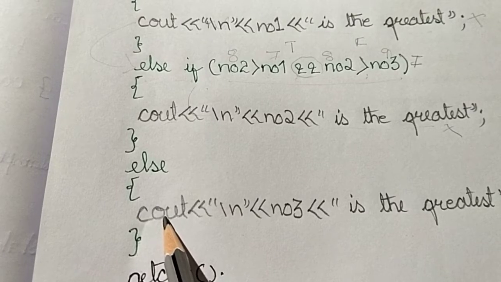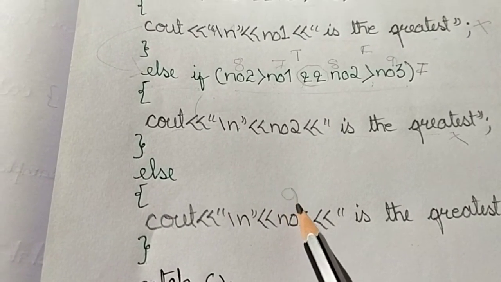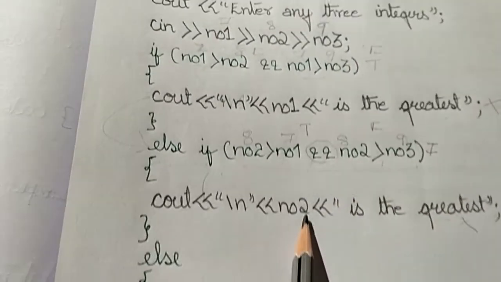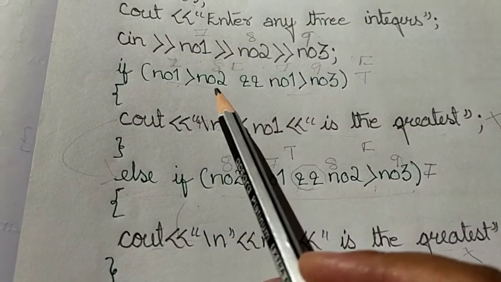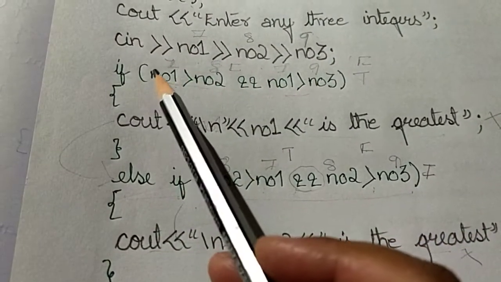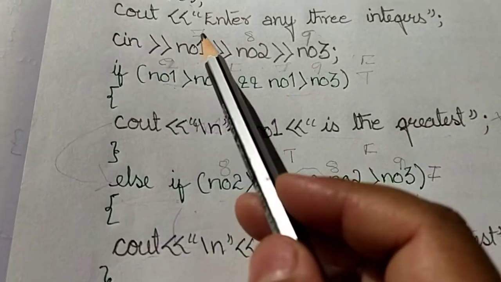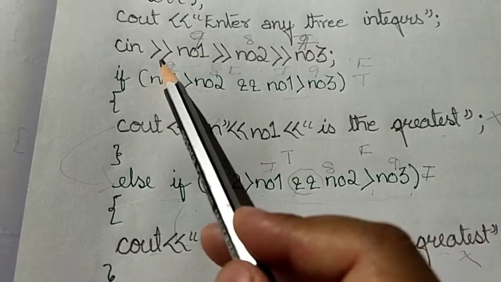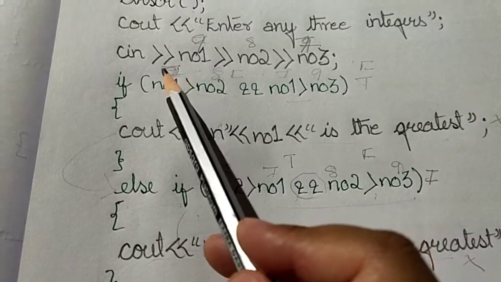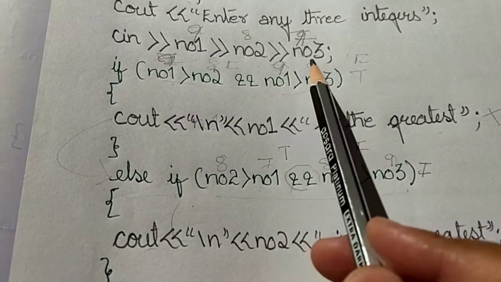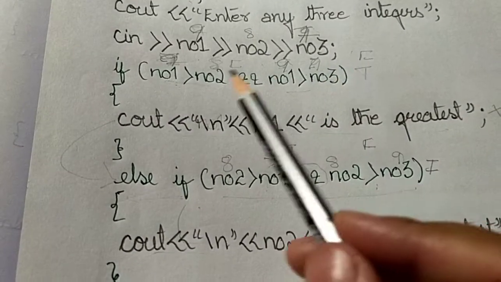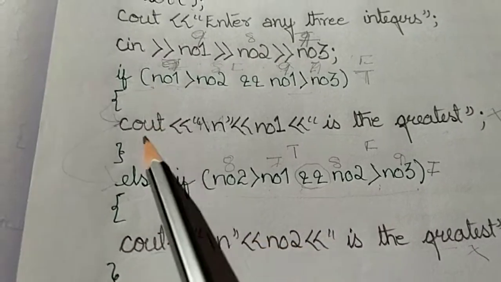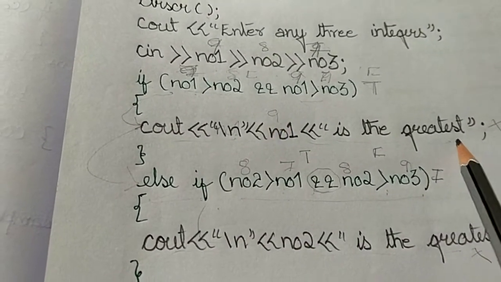The statement of the else will execute, that is, it will print that the number 3, that is the value 9, is the greatest, fine. But if any of the conditions are true based on the numbers that you input, suppose in the first variable I input 9 and in the last variable I input 7. So 9 is greater than 8 and 9 is greater than 7. That time both the conditions become true. So this if statement will execute and it will print 9 is the greatest.